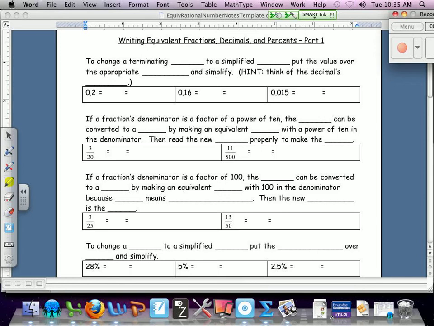So to change a terminating decimal, terminating just means it has an ending place, to a simplified fraction, put the value over the appropriate power of 10 and simplify. So hint, think of the decimal's word form.